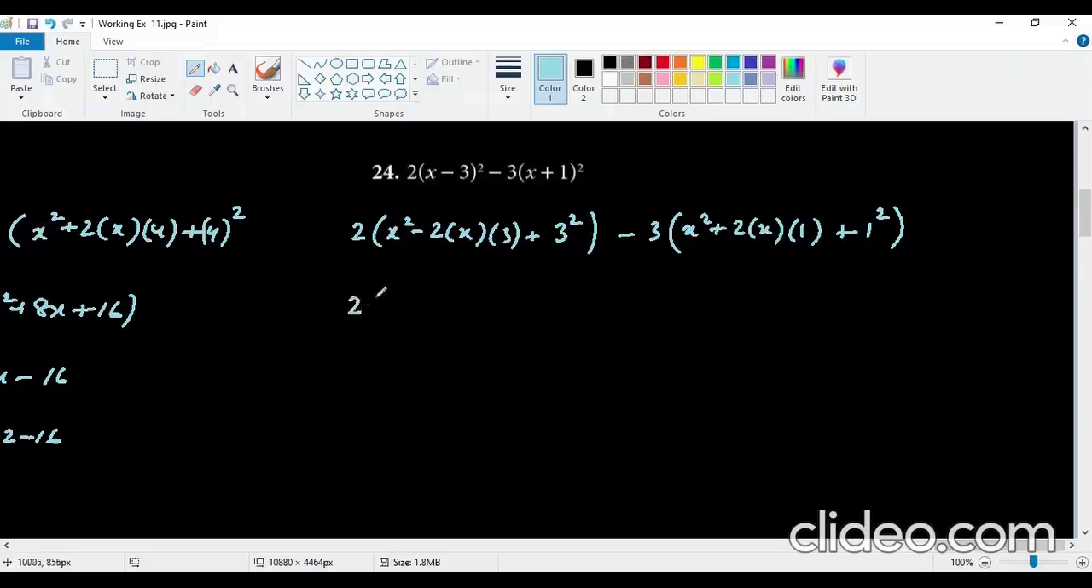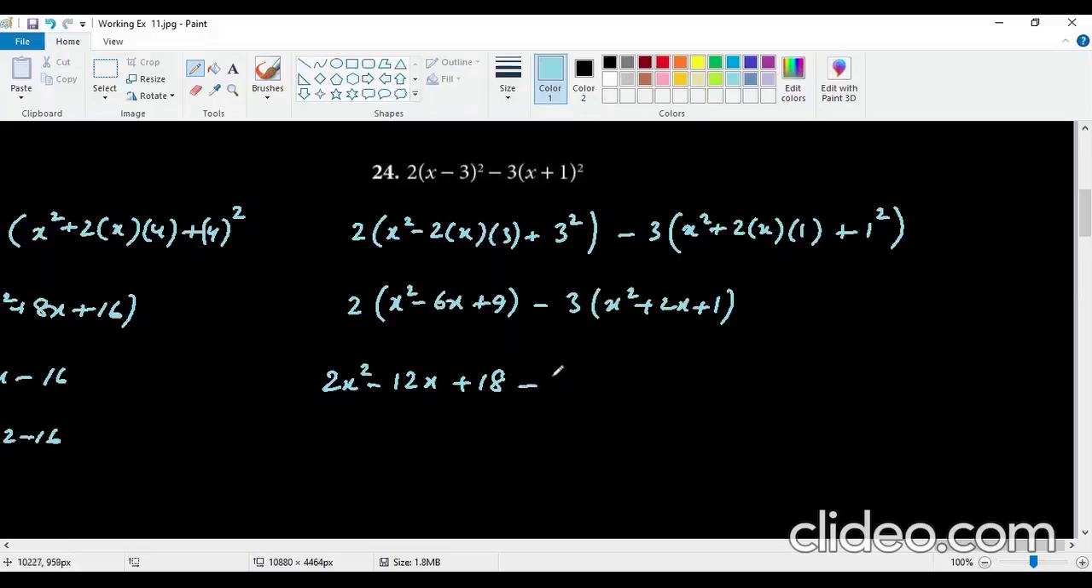Simplifying the bracket inside first, minus 6x plus 9 minus 3, simplifying the bracket within, plus 2x and plus 1. In here 2 is multiplied by 2x square minus 12x plus 18, minus 3x square, minus plus minus 3 times 4. 3 times 2 is a 6x and minus plus is a minus 3.